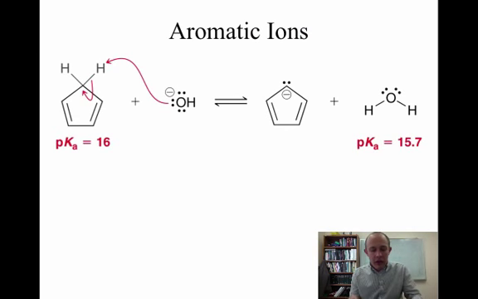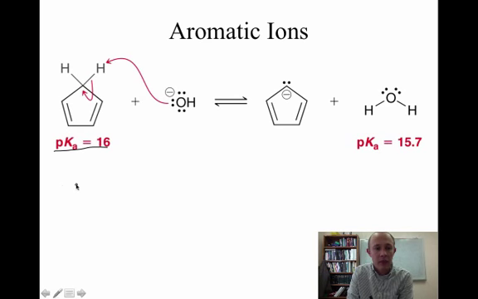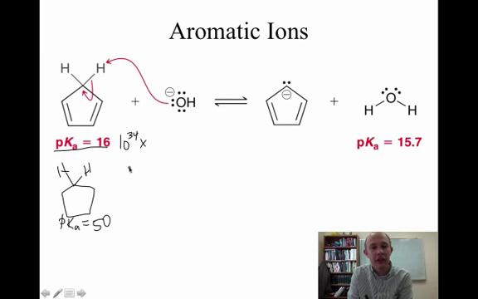Well, one possibility is cyclopentadiene. It turns out it has a pKa of 16. Compare that with cyclopentane, which has a pKa around 50. So this is like 10 to the 34th times more acidic. Why would that be? Well, remember, acidity has to do with stability of the conjugate base. If we look at the conjugate base, we have 2, 4, 6 pi electrons.